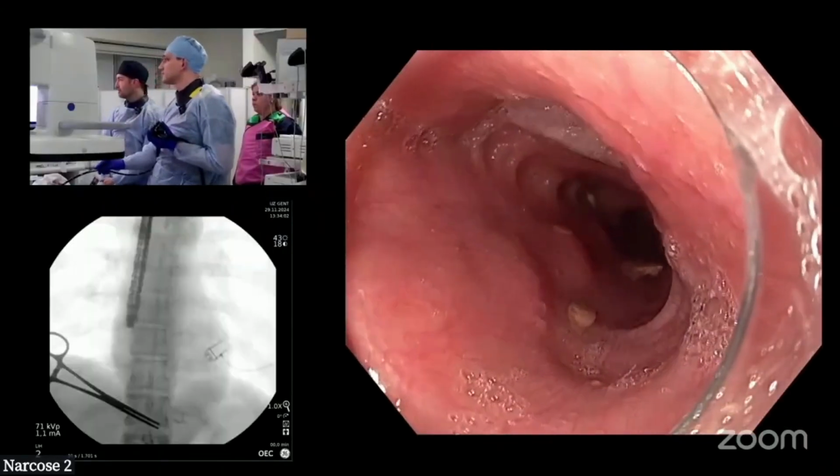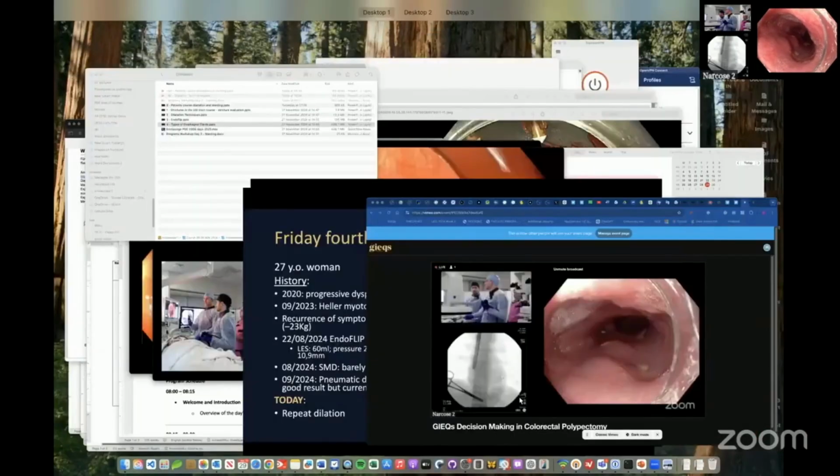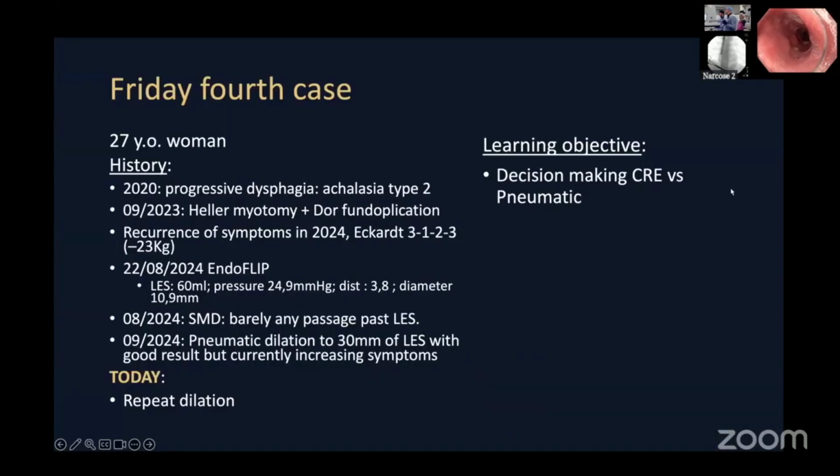So let's see the patient slide, please. So this is a patient, a 27-year-old, who has a significant history of progressive dysphagia. She's got achalasia type 2. She's had a Heller myotomy and a Dor fundoplication. Her symptoms came back, significant Eckardt score, big loss of weight.